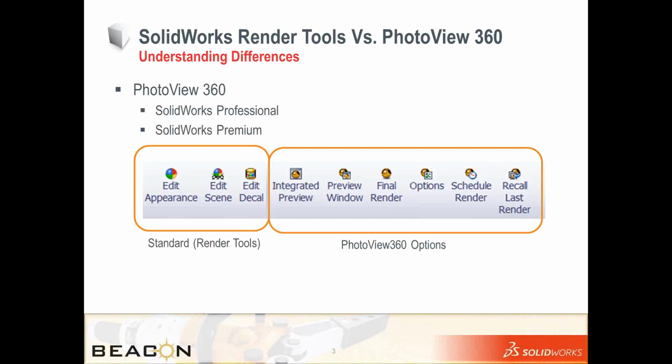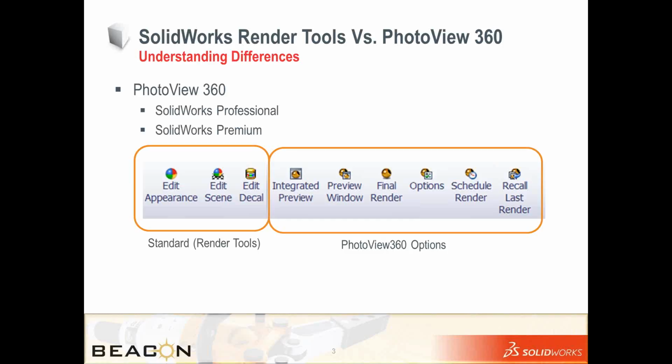So before the year 2009 or 10, whenever the integration happened, you never had all these options like editing the scene or editing the decal. Although you had some basic options like adding appearances. So now, if you have SolidWorks Standard, you'll have the first 3 icons available to you, and the rest 6 will be grayed out. But if you're on SolidWorks Professional or Premium, you'll have access to every one of these.